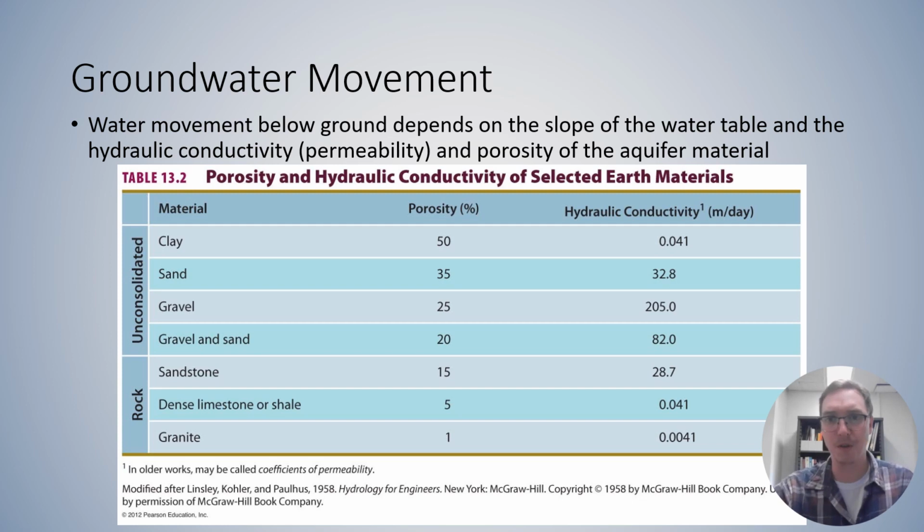And here we can see this is just to re-show those porosity and permeability values for different materials. So for permeability, which is really important for how water flows through the subsurface, if you're a granite, you're moving at millimeters per day. If you're a sandy or gravelly material, you're moving at 205 meters per day. So a very big difference in how things move and how water moves through the pore spaces in materials underground.